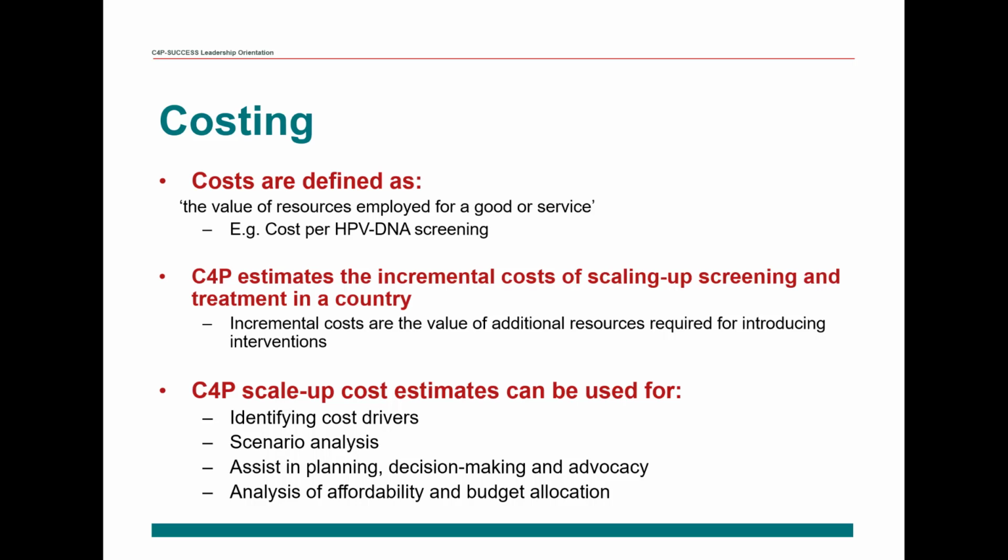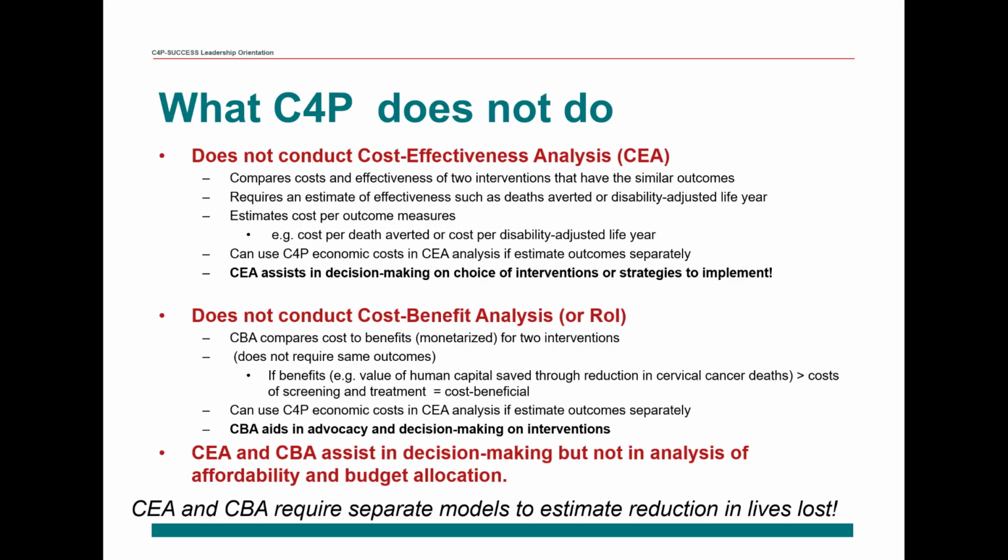The C4P does not conduct cost-effectiveness analysis. Cost-effectiveness analysis compares the costs and outcomes of two interventions that have similar outcomes. Thus, it requires outcome measures such as deaths averted, which are not provided by the C4P. This type of analysis is used for decision-making when deciding between two interventions or strategies, but cost-effectiveness analysis does not provide information on affordability and budget allocation. However, the C4P does provide this information.